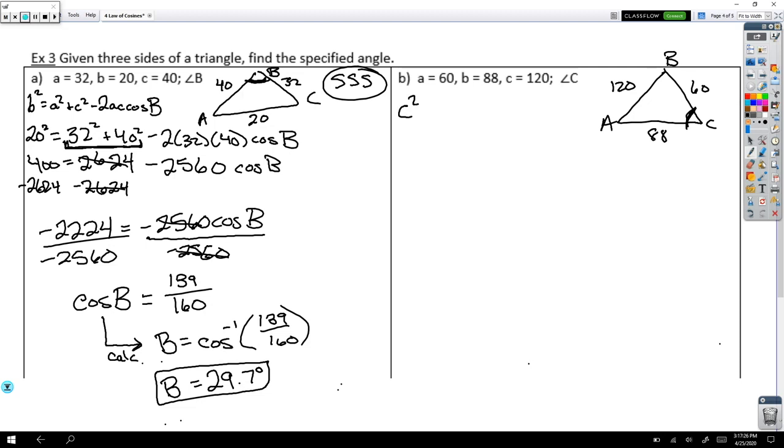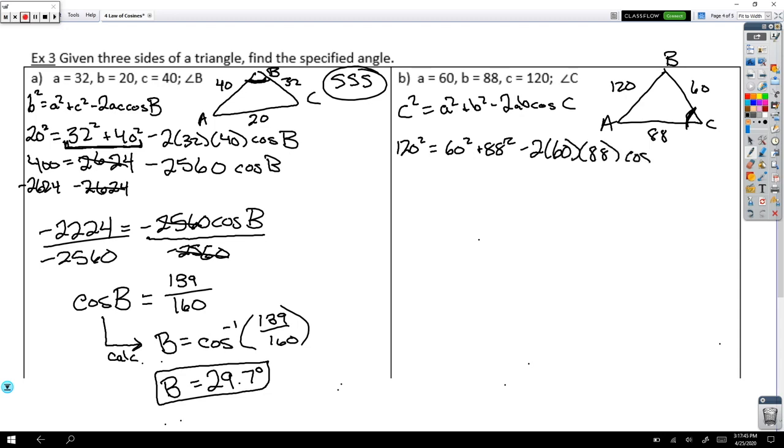So that means I need to use this formula. Plug in everything I know. So 120 squared equals 60 squared plus 88 squared minus 2 times 60 times 88 cosine C. So same thing as before. Let's do our squaring and multiplying and adding and all that stuff. So 120 squared is 14,400. 60 squared plus 88 squared would be 11,344.